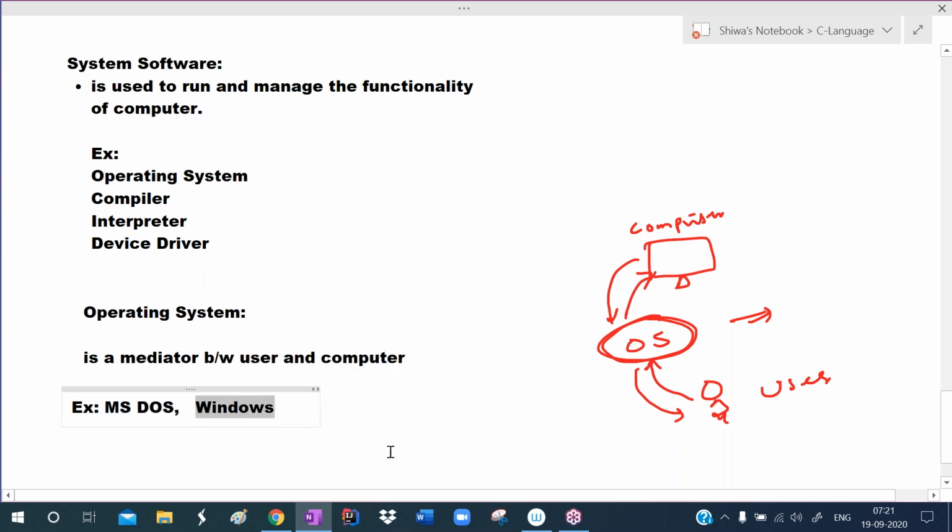Later, for user-friendliness, Windows came. In Windows, the latest version is Windows 10. Before that, several versions are there like Windows 8, Windows 7, Windows Vista, Windows XP, Windows Millennium. Several versions are there in Windows. Multi-user, multitasking operating systems are also there like Linux, which we use on networks. Unix. So Unix operating system, Linux operating system, Windows operating system, MS-DOS operating system, Mac operating system.